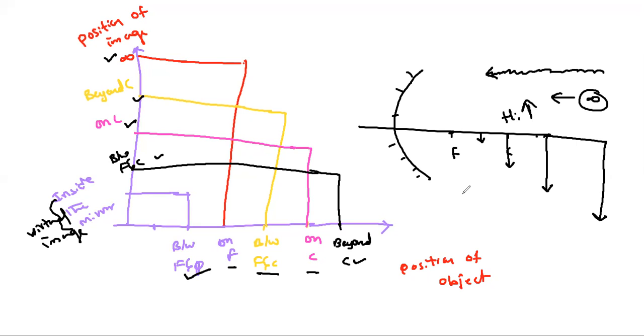Is it clear? And one more important conclusion, whenever you are moving towards the mirror, the object distance will decrease and the image distance will increase, up to the point F. Is it clear? And when you place the object between pole and focus, you will get a virtual image.